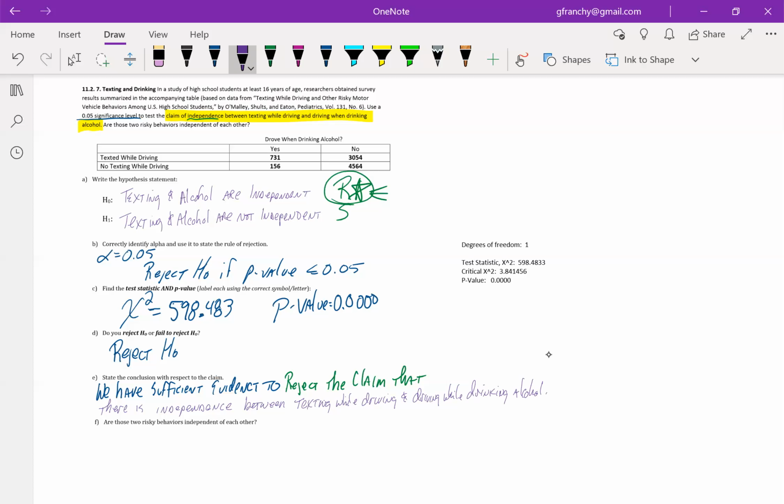So reading that all together, we have sufficient evidence to reject the claim that there is independence between texting while driving and driving while drinking alcohol. So these two things are not independent of each other. And so, are these two risky behaviors independent of each other? No, we rejected that idea when we rejected the null hypothesis. So there does seem to be an association, some association between those two.